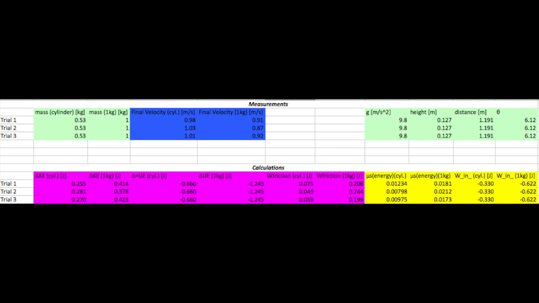We assumed our work in would not be zero because it is a real-life experiment, and both values were negative, both for the cylinder and the 1 kilogram experiment, which we attributed to the rulers we lined on the ramp for the track for the rolling objects. As you can see, the values are negative, so therefore if we were able to add in the work done by the friction of the rulers on the track, they would have been a positive addition to the work-in equation, bringing it closer to zero.